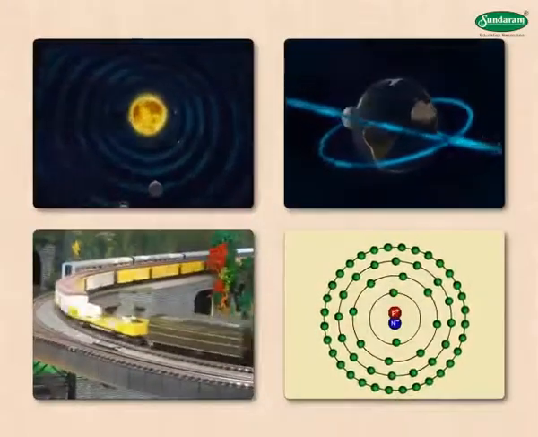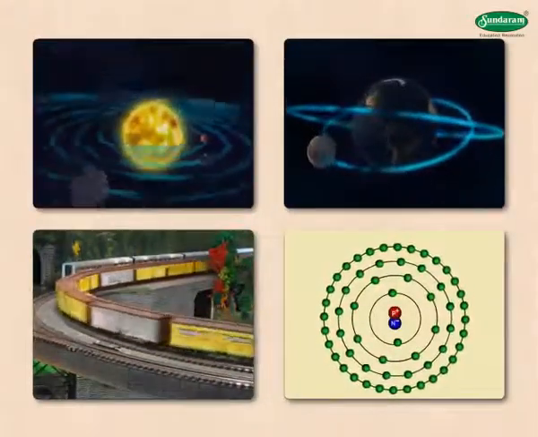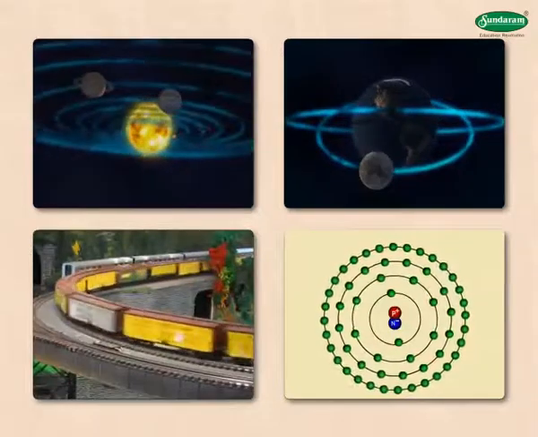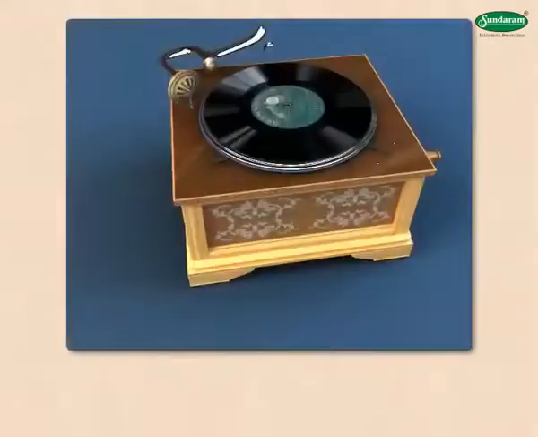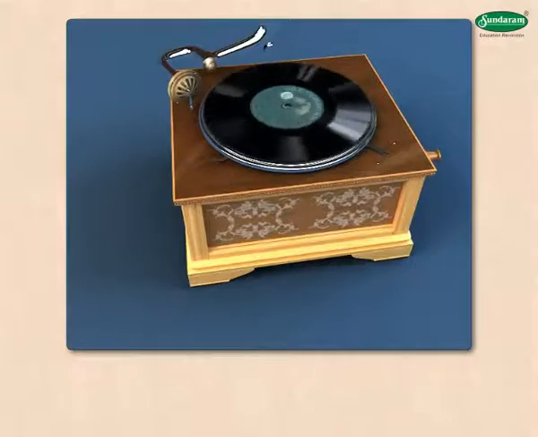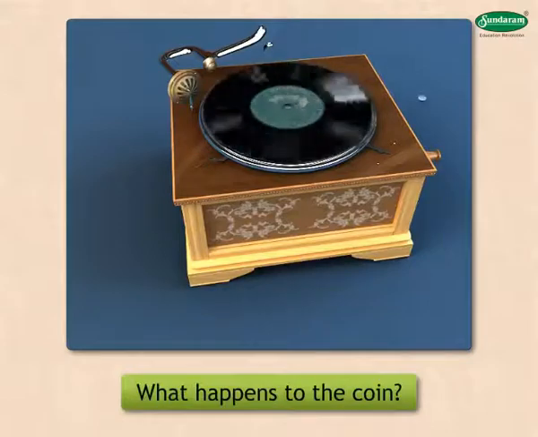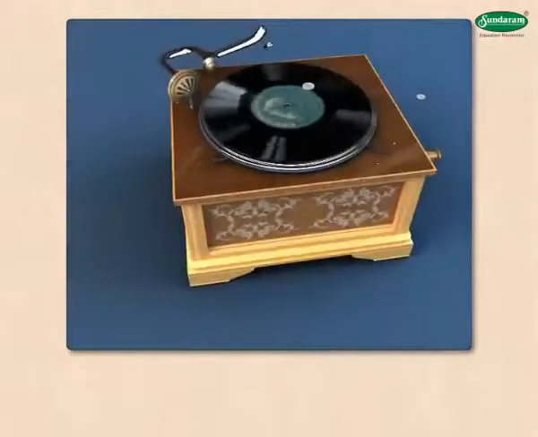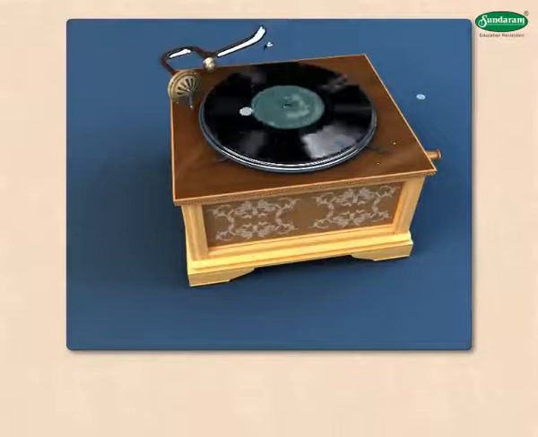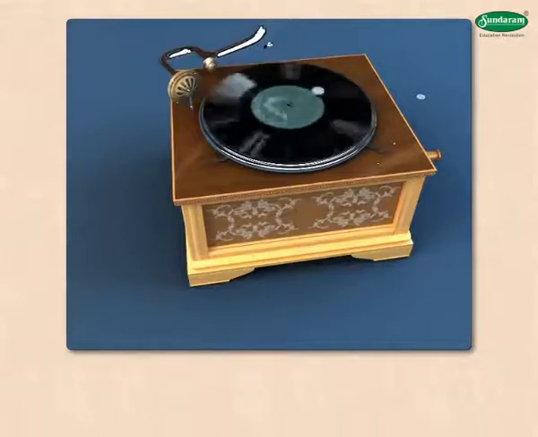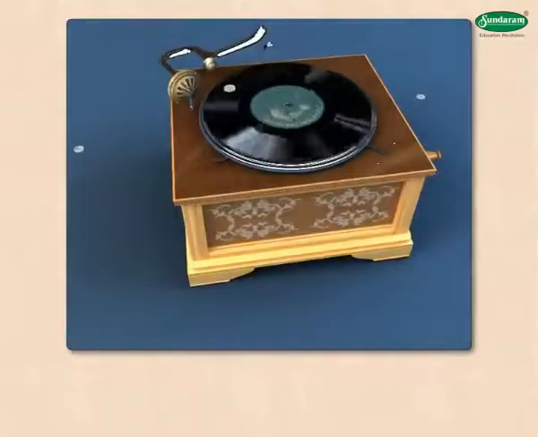To determine the direction of uniform circular motion, let us see an activity. Take a rotating disc. Place a 5 rupee coin on it near the center. Allow the disc to rotate slowly and observe the coin. What happens to the coin? Now, allow the disc to rotate faster so that the coin gets thrown away. In which direction is the coin thrown off?